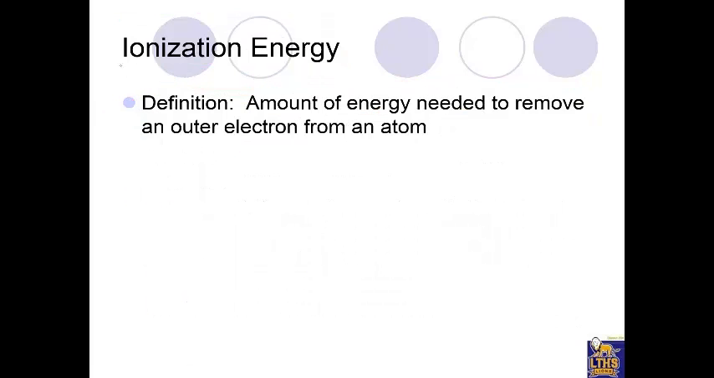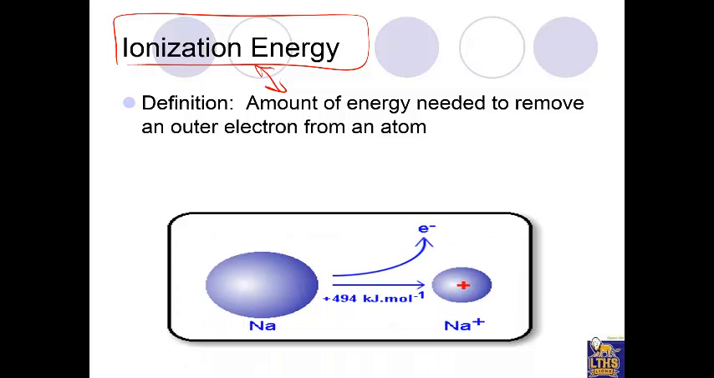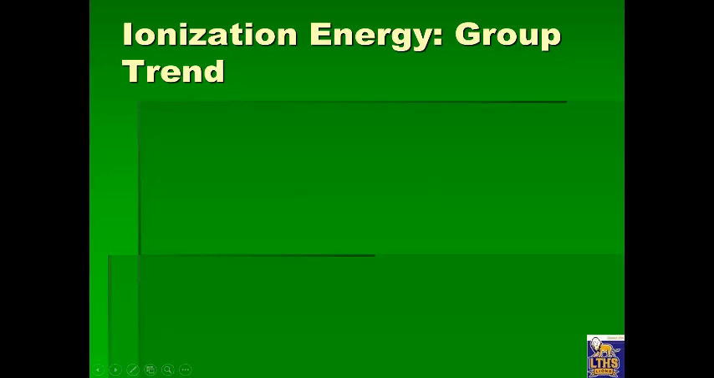Okay, ionization energy, another property. Here's the definition. Ionization energy is the amount of energy needed to remove an outer electron from an atom. Okay. So, energy needed to make an ion by removing an electron. Here's a sodium atom, here's a sodium ion. The energy it took to get that one electron out of there is ionization energy. Okay, what is the group trend? Group trend is up and down. Right?